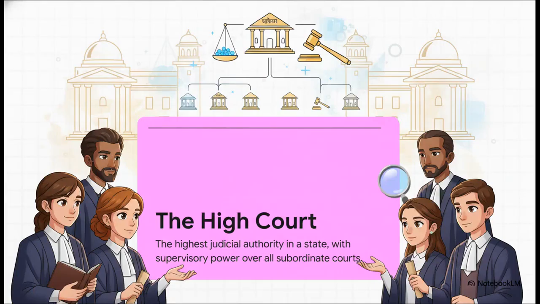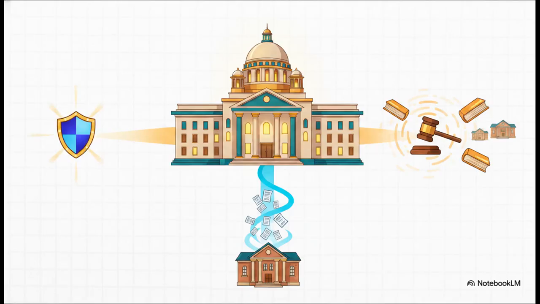So who keeps everyone honest? Who makes sure the government follows the laws that the legislature makes? Well, that's the job of the High Court. They're the highest judicial authority in the state, the ultimate legal referee, making sure all the other courts are playing by the rules too. The High Court's role is massive.